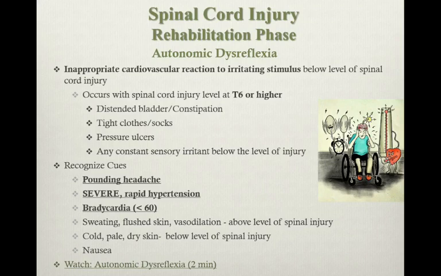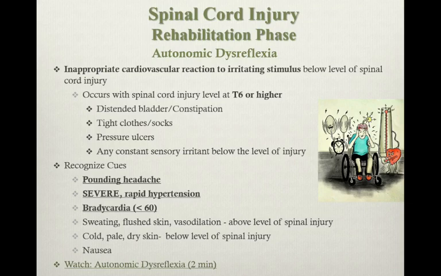We're trying to send out emergency signals. The bladder is like, I need to go. The rectum's like, I got something in me. But the signals are not reaching the brain appropriately. Tight closed socks, elastics, pressure ulcers, anything that's a constant sensory irritant below the level of injury can cause autonomic dysreflexia.